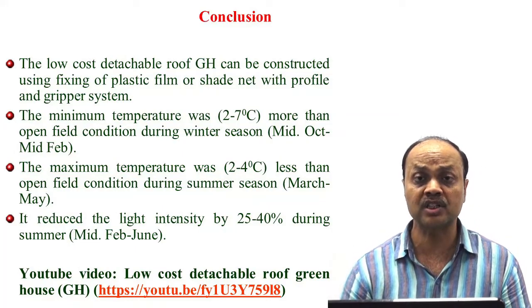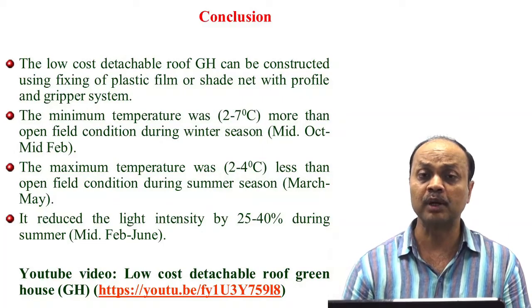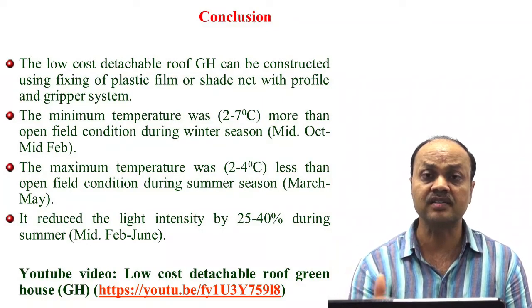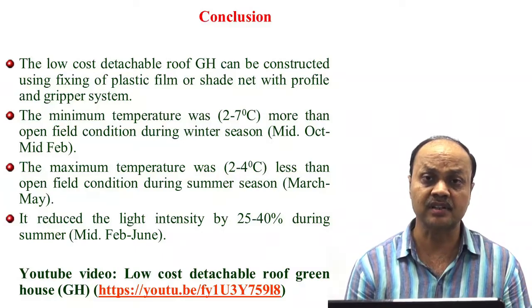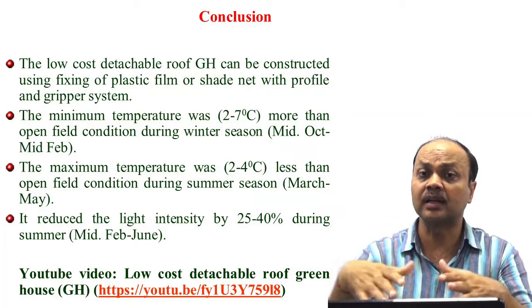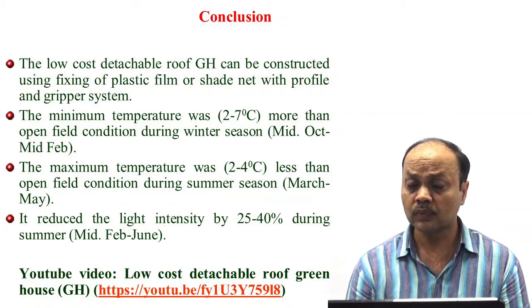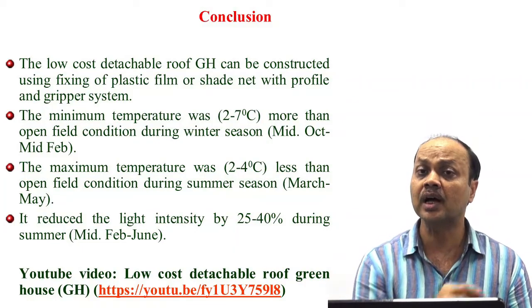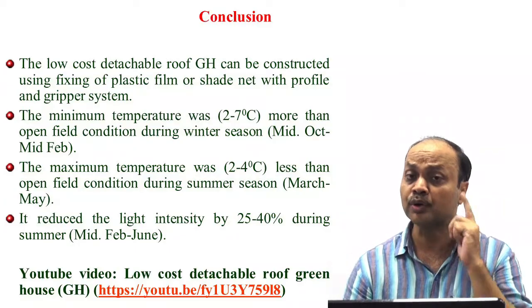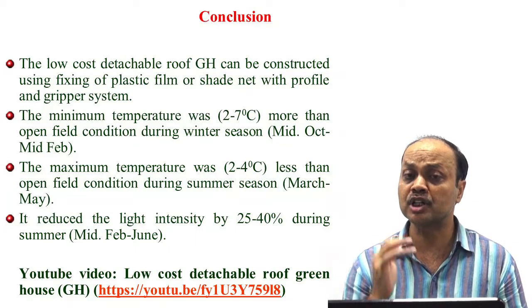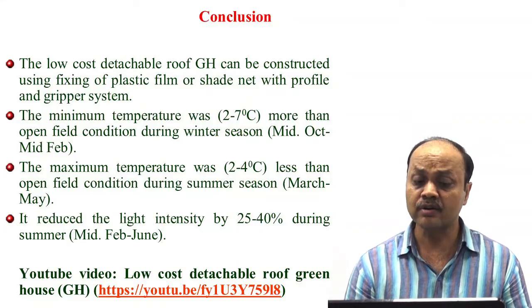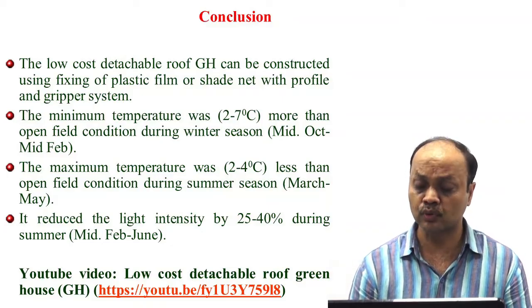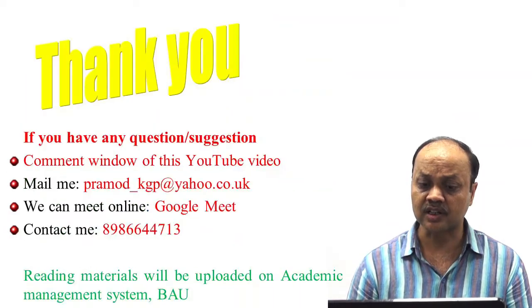Apart from the temperature, it is very important to keep in mind that during summer the temperature is not the only problem. Apart from the temperature, light intensity is also a major problem. Already I have discussed in detail. Because you are using the shade net material to clad during summer, apart from reducing the temperature, it is also reducing your light intensity. As I told you, during summer to grow the crop, we have to reduce the air temperature, soil temperature and light intensity also. I will suggest kindly go through the YouTube video I have uploaded, low cost detachable roof greenhouse. You will get detailed information about this structure.